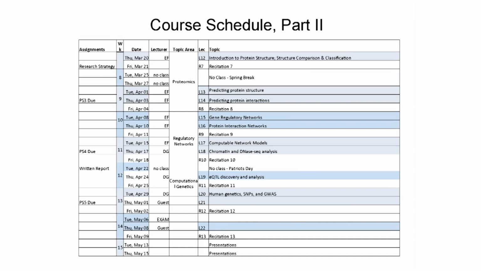Notice there are additional assignments here related to the project, such as the research strategy and the final written report, additional problem sets. We'll have a guest lecture here, this will be Ron Weiss. Then there will be the second exam. Exams are non-cumulative, so the second exam will just cover these 3 topics predominantly. And then there will be another guest lecture, this would be George Church here.